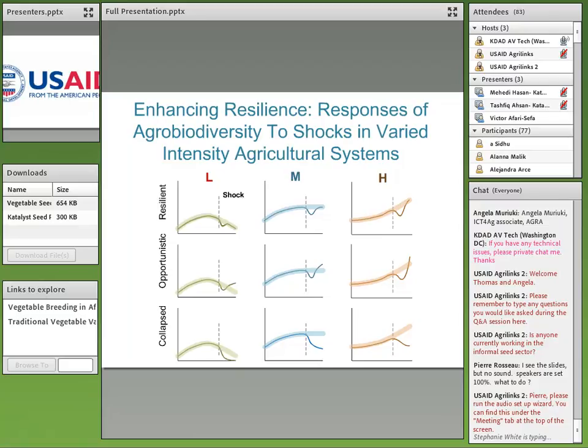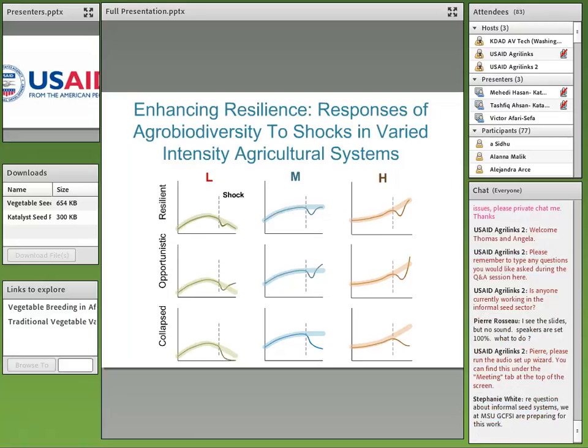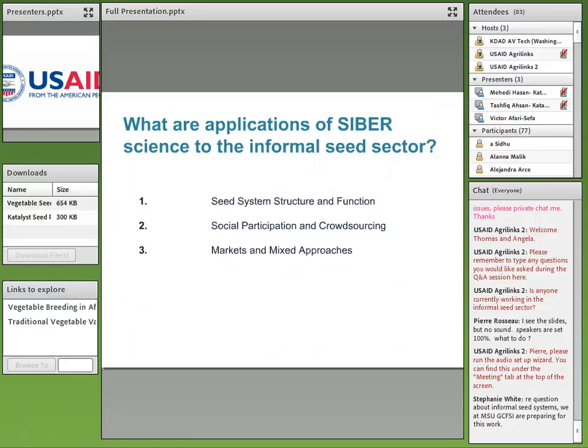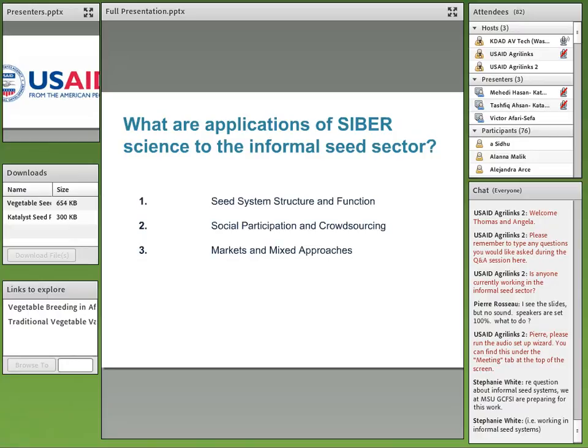So we went through the CyberPiece: smallholders, intensification, biodiversity, enhancing resilience. I probably have a few minutes left, and so I will go to some applications, and talk about seed system structure and function, the social participation and crowdsourcing approach that we're developing, and what I call markets and mixed approaches. I have no idea if I'll get to all of these, but however far I get, you know that this is looming in the background. So feel free to ask, I'd welcome the chance to talk about this.